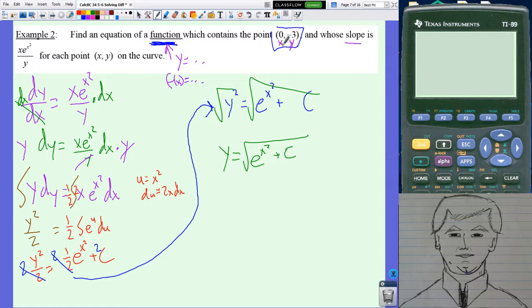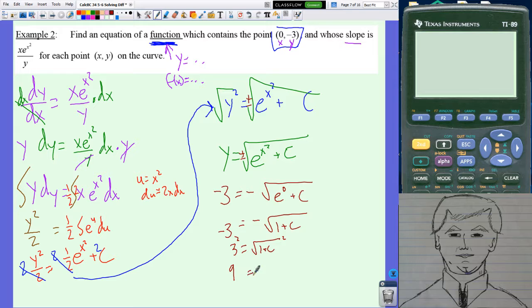Now I've got to find a particular solution. So when x is 0, y is -3. One note, this is plus or minus here, remember. So -3 equals negative square root of e to the 0 power plus c, which is negative square root of 1 plus c. It's -3. That means 3 equals the square root of 1 plus c. Square both sides. 9 equals 1 plus c. So your c equals 8.